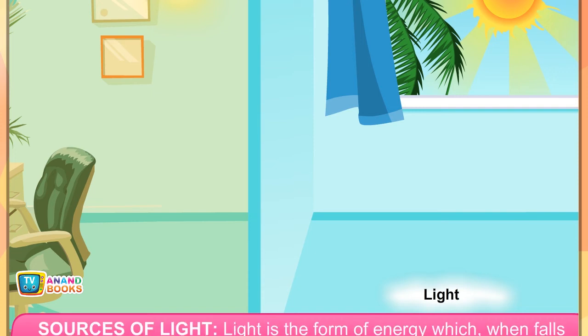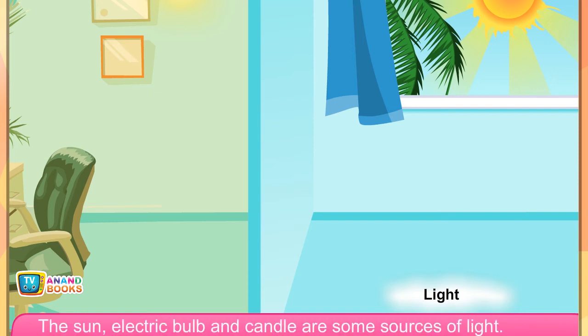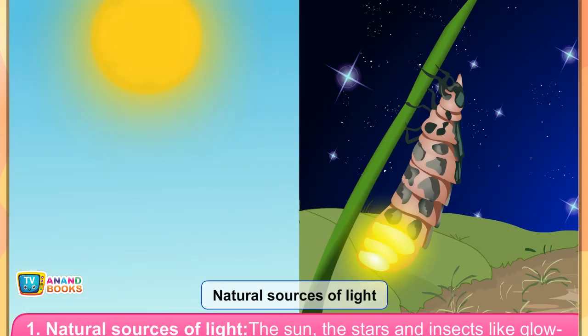Sources of light. Light is the form of energy which, when it falls on objects, enables us to see them. The sun, electric bulb, and candle are some sources of light. Various sources of light can be grouped as: Number 1. Natural sources of light. The sun, the stars, and insects like glowworms are some natural sources of light.